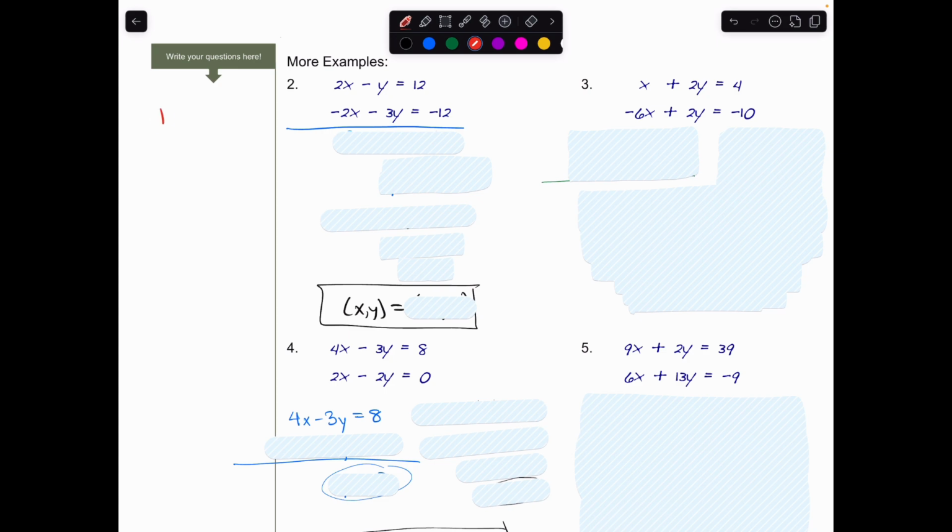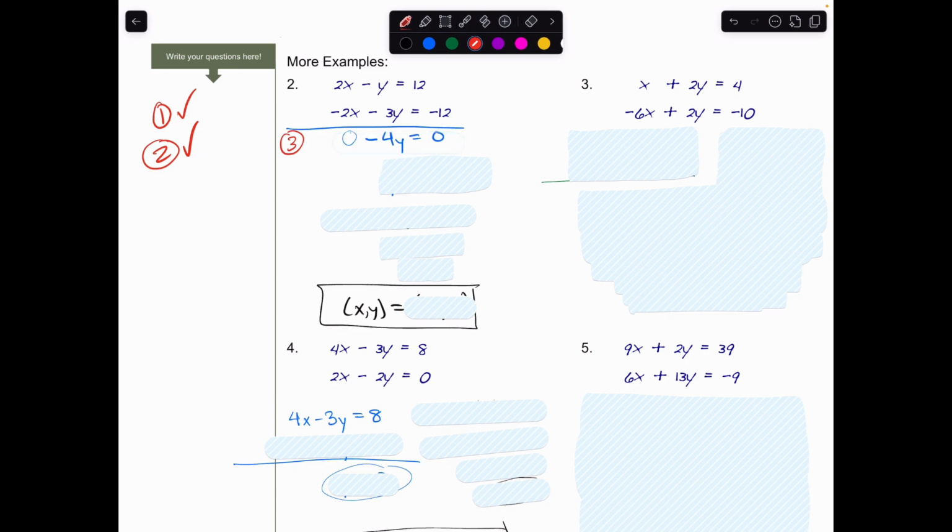There, let's use red. Step 1, are they lined up? Well, the x terms are lined up, the y terms are lined up, the equal sign's lined up. Yep, they're lined up. In other words, both equations are in standard form. So we can check that box. Step 2, do we have opposites? Either are the x terms opposites or are the y terms opposites? And in this case, the x terms are already opposites, right? 2 and negative 2.